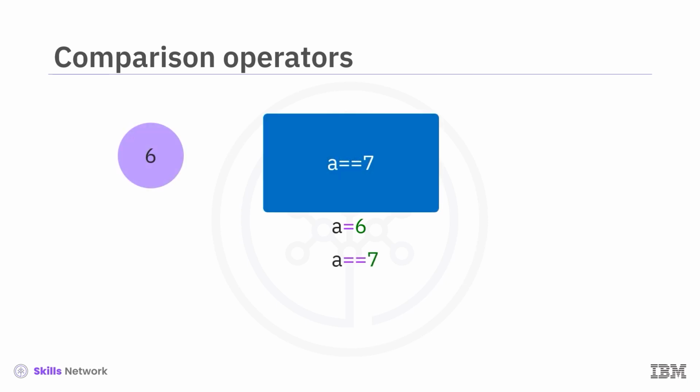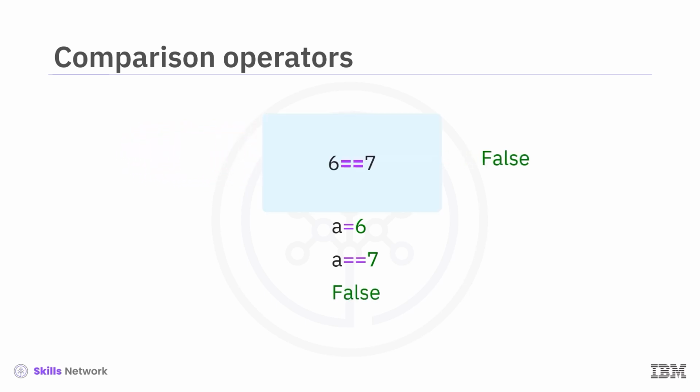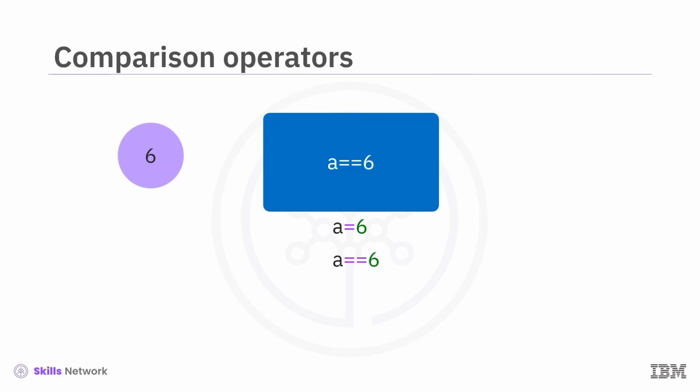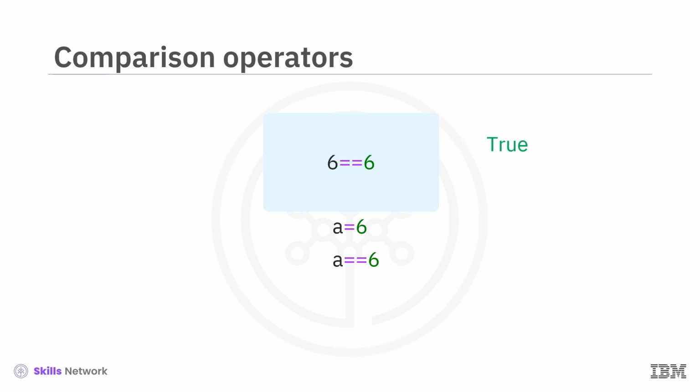We can use the equality operator denoted with two equal signs to determine if two values are equal. In this case, if 7 is equal to 6. As 6 is not equal to 7, the result is false. If we performed an equality test for the value 6, the two values would be equal. As a result, we would get a true.